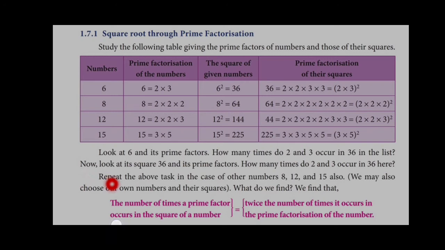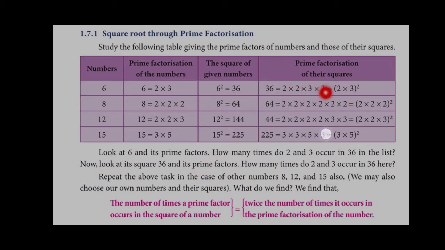Here the pink color point is given. The number of times a prime factor occurs in the square of a number is equal to twice the number of times it occurs in the prime factorization of the number. So here 2 into 3 is there, each occurring once. Twice the number of times means 2 into 3 whole square.